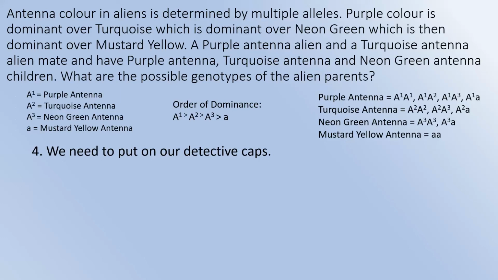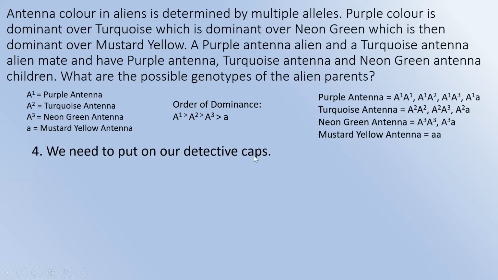Think about what we know about the parents already. So this is where we're gonna read the question very slowly. It says that a purple antenna alien and a turquoise antenna alien mate and have purple antenna, turquoise antenna, and neon green antenna children. That's all the information it's giving us, and these are the parents, the purple and the turquoise one. So think about what that tells us about the parents' genotypes right off the bat, and I'll come back in a few seconds and let you know what I think.